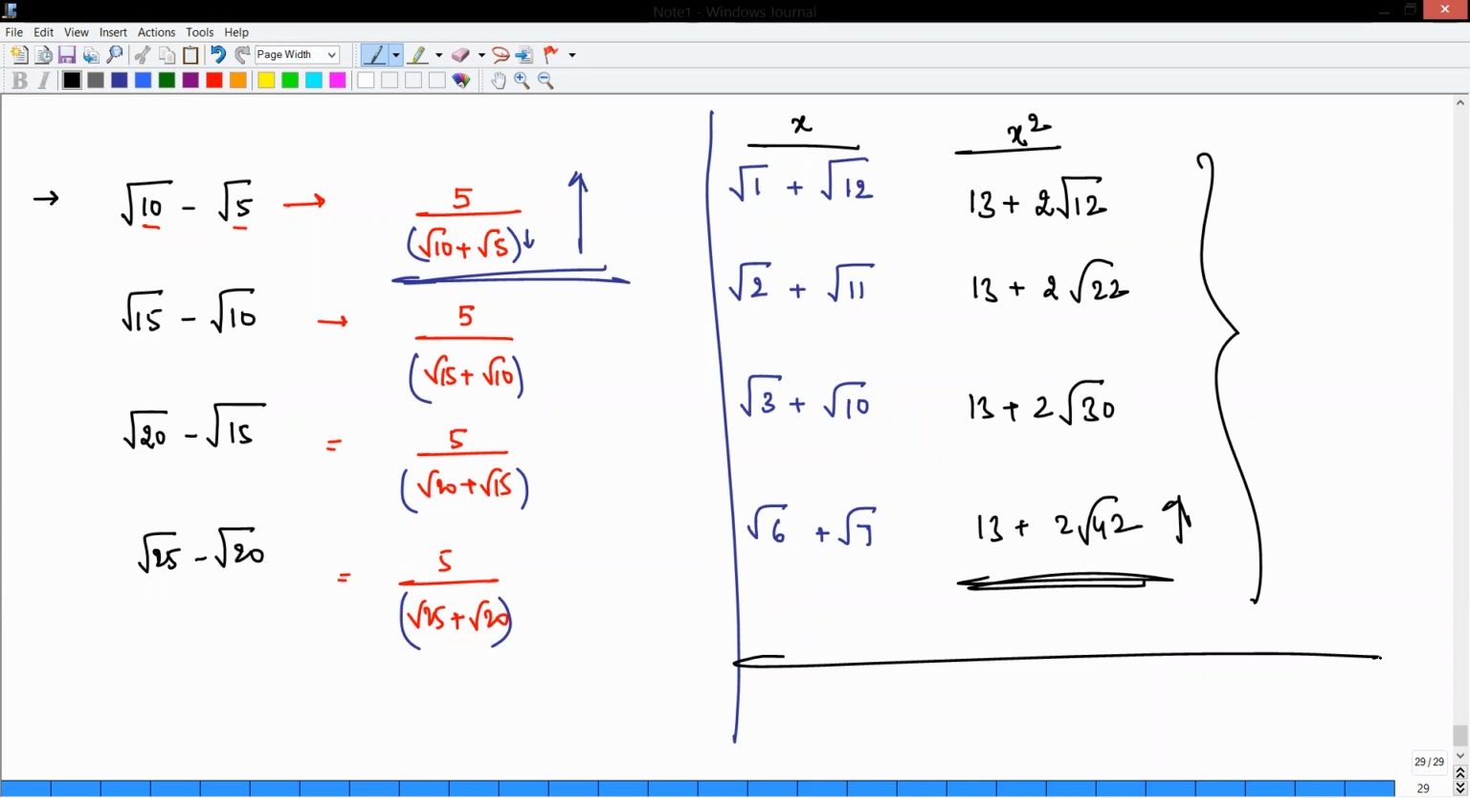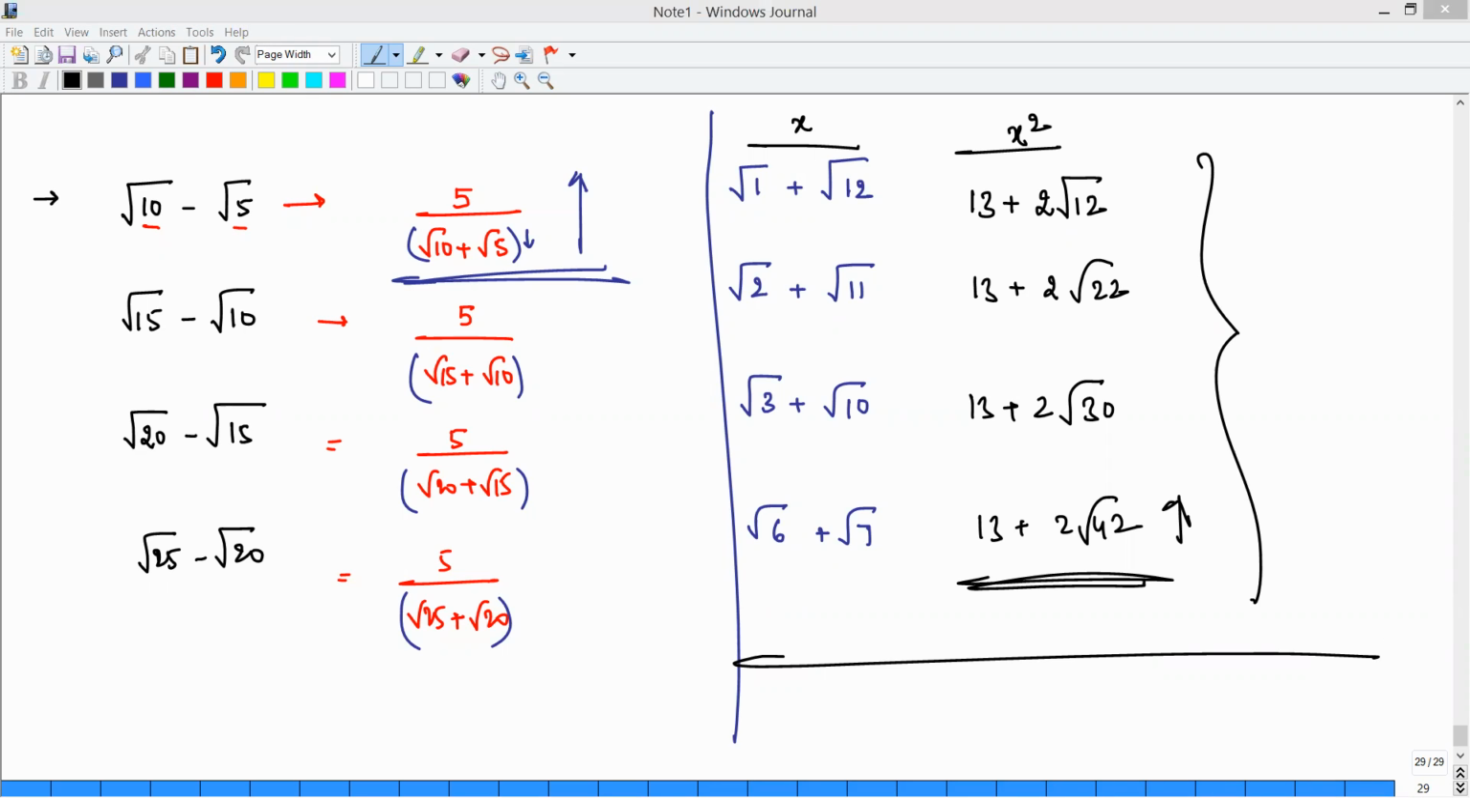This is how we need to compare when the difference is constant, when the sum is the same. I hope we have done all possible varieties. Now we'll look at the questions.